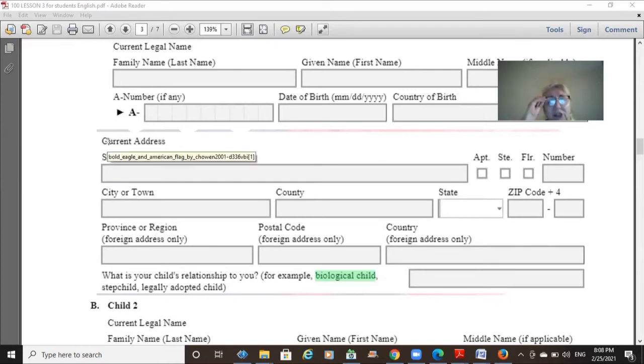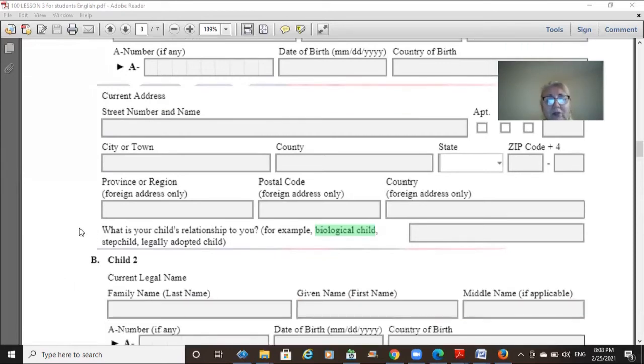Now, if the child lives outside of the United States, you can provide the name of the province or region where they live, and you can provide the postal code of that country and the country name. So again, the question here for the address can be, where does this child live? What is the address where the child resides?